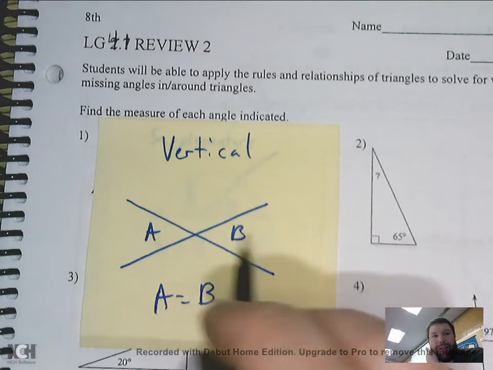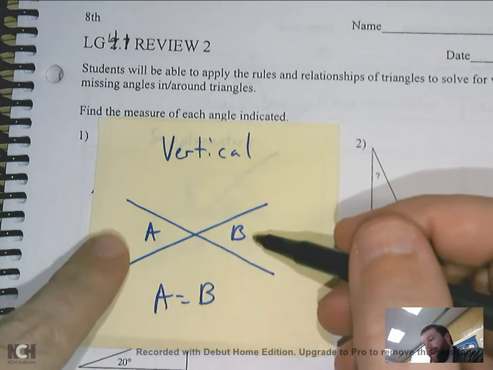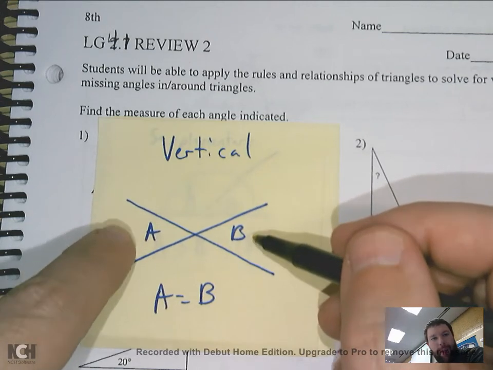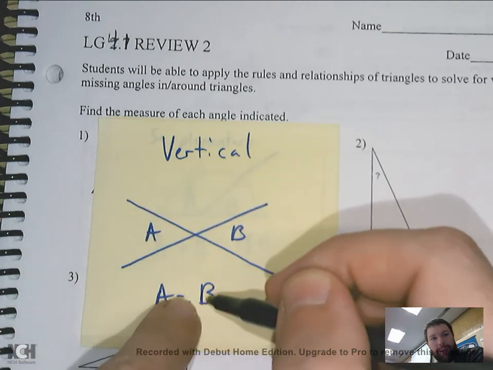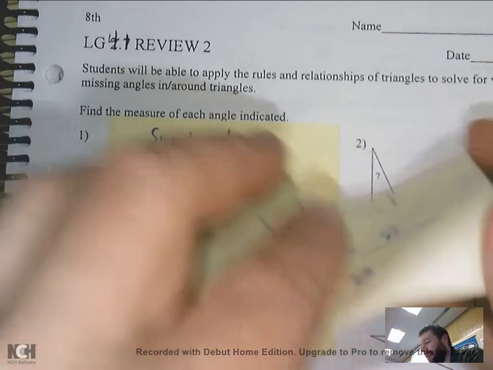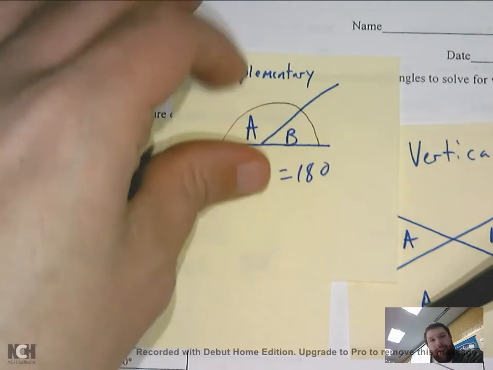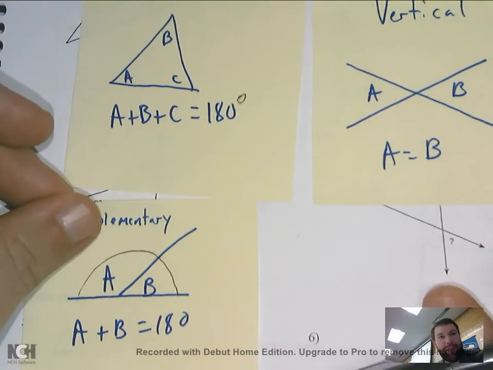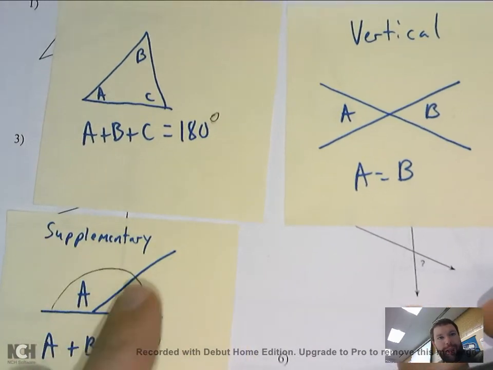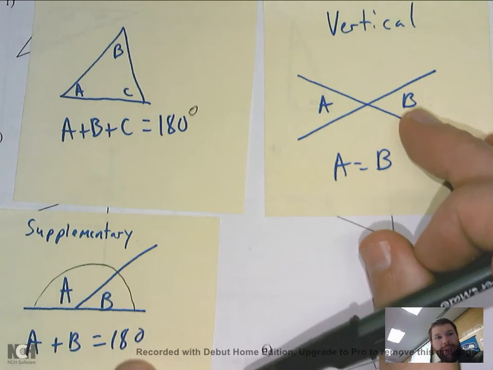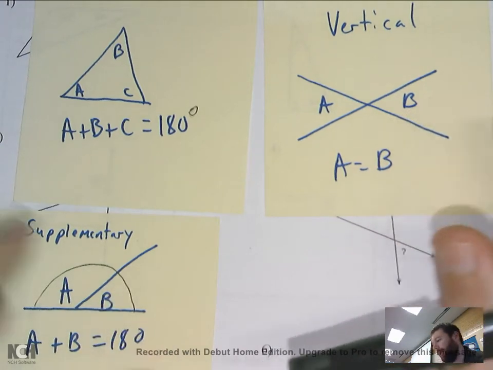And then the last main thing you need to remember is if you have an intersection like this, two lines intersecting, so you have two angles that are opposite each other, that's what we call vertical angles. And we know that those angles are going to be equal to each other. Okay, so those are the exact same thing. So those are the three main concepts that we have gone over for this unit. Okay, interior angles add up to 180, vertical angles are equal to each other, supplementary angles add up to 180.